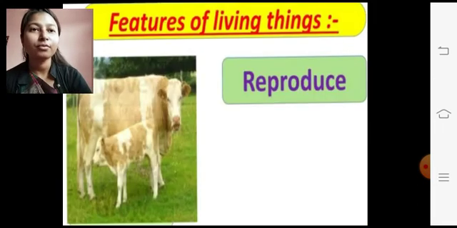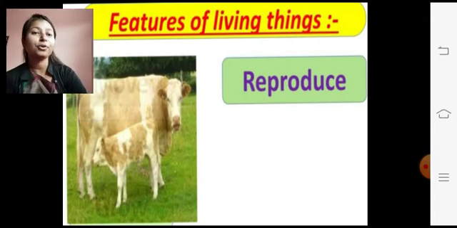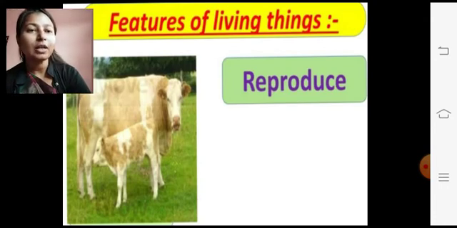Another feature of living things is reproduce also. All living things produce babies.